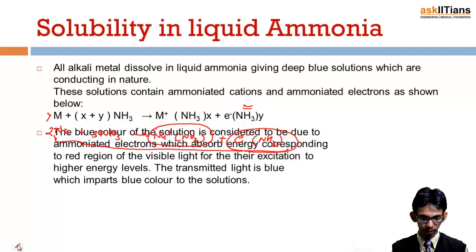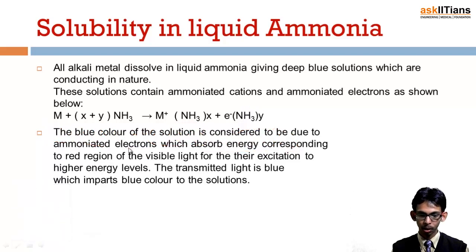So the blue color of the solution is obviously due to ammoniated electrons. These electrons absorb energy and undergo a transition which results in emission in the visible region, which is actually of blue color, and that's why the solution is blue in color.